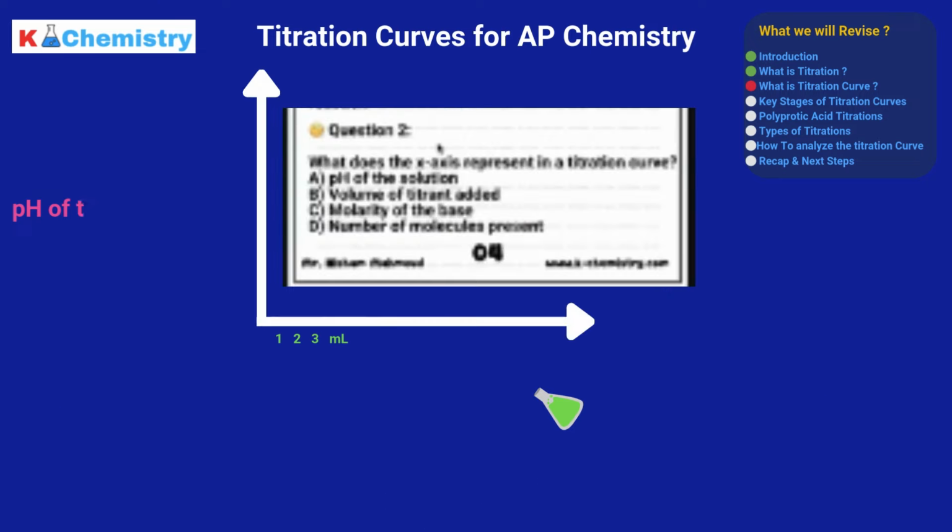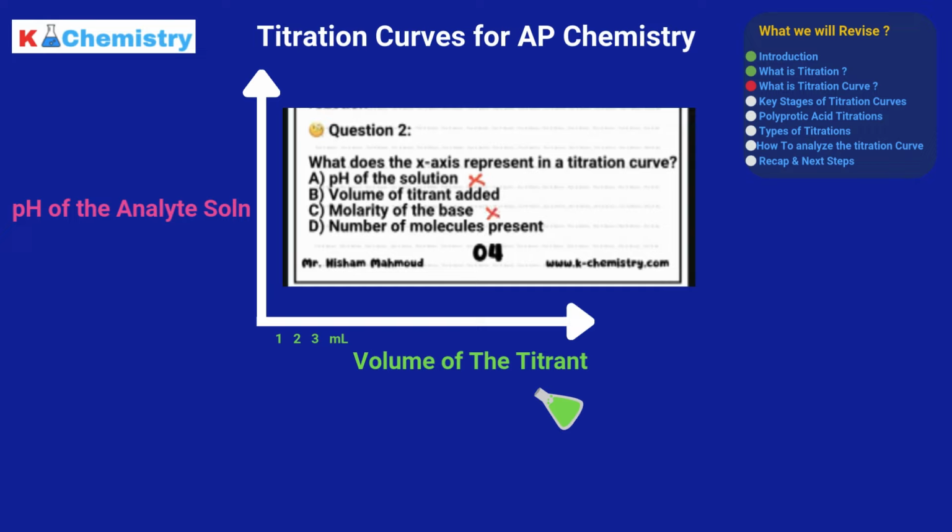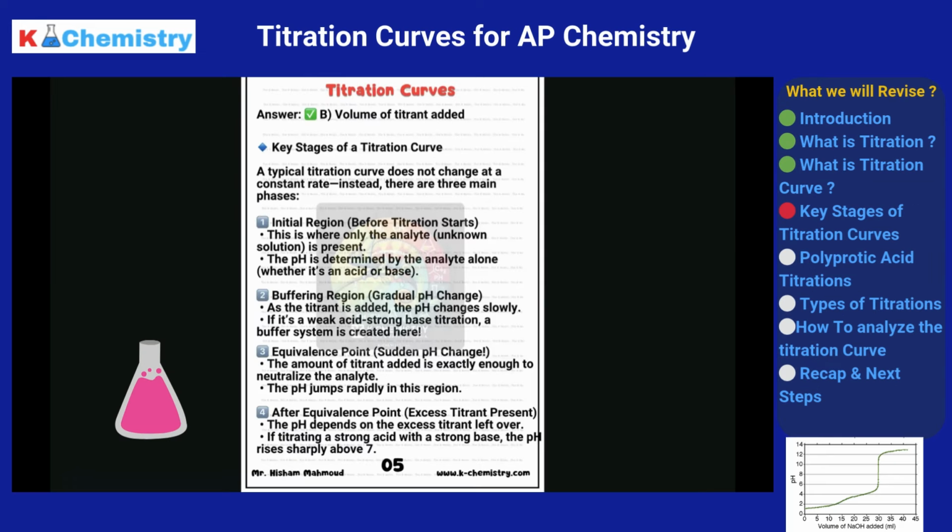Question number 2: what does the x-axis represent in the titration curve? We said not the pH of the solution, not the molarity of the base, not the number of molecules. The answer is that the x-axis is the volume of the titrant added. Don't be afraid of the curve. If you just divide it into 3 parts, it will be very easy.